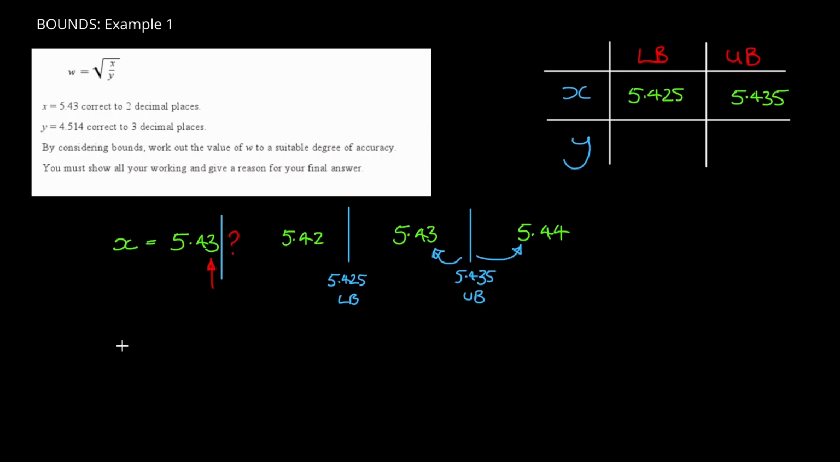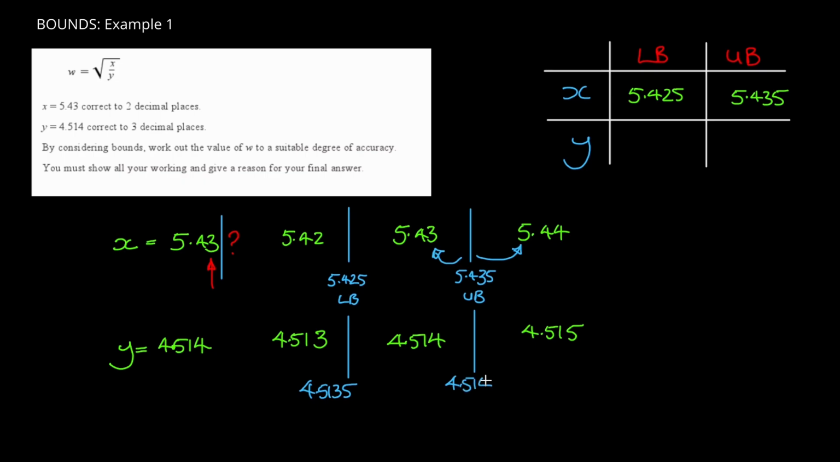Okay, let's do the same for y. The next value up will be 4.515, and the next value down will be 4.513. Yet again, here are the barriers, goalposts if you like, and this barrier will be 4.5135, and this barrier will be 4.5145. And again, this will be the lower bound of y, and this will be the upper bound of y.